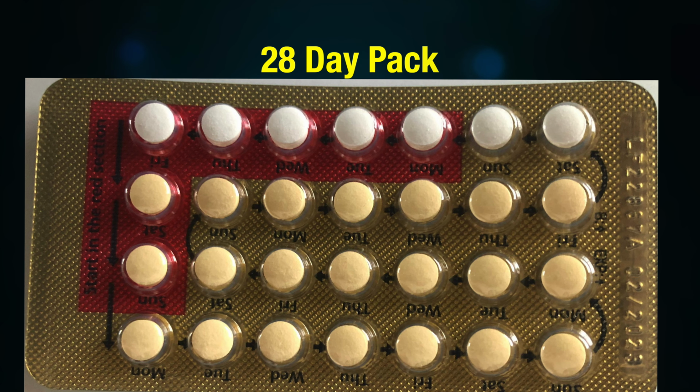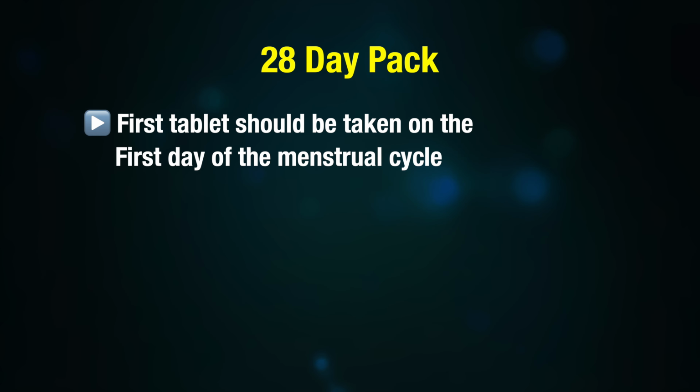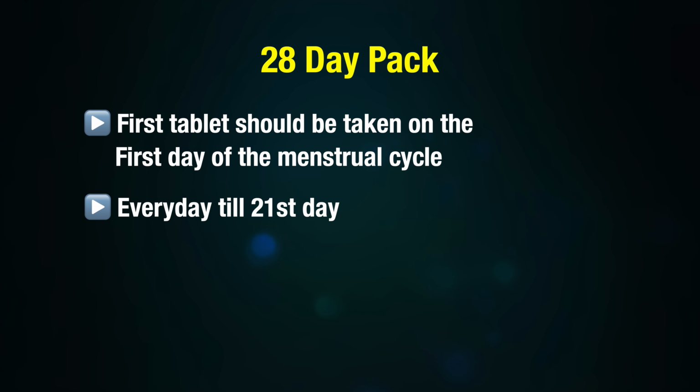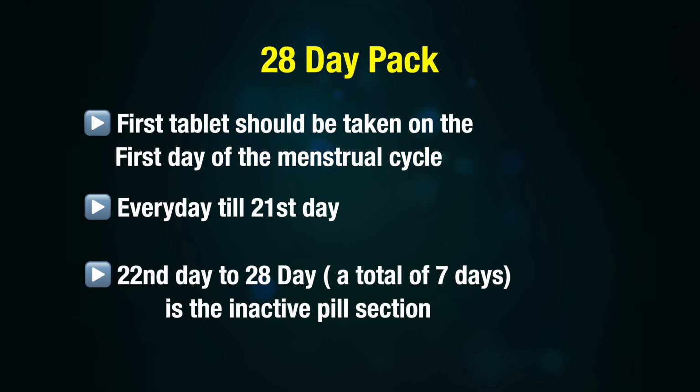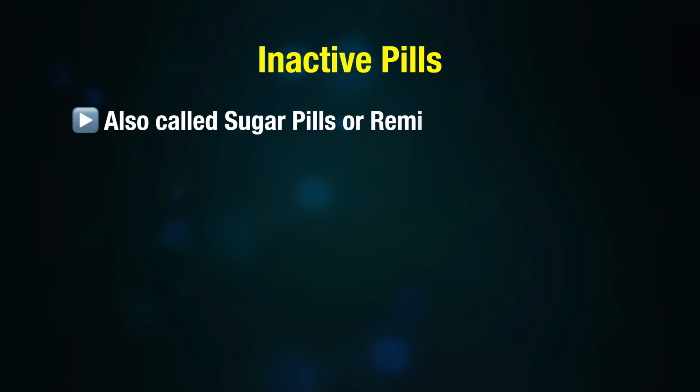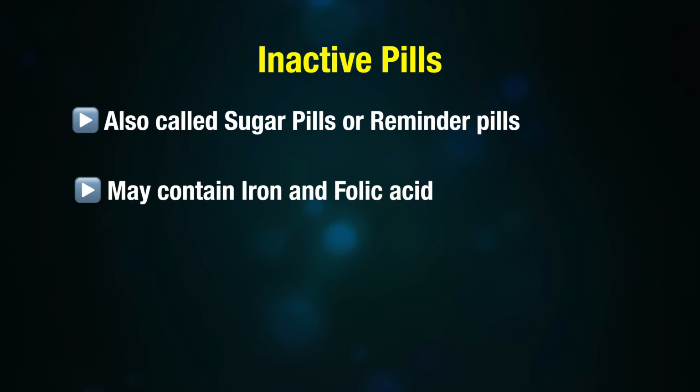Now for the 28-day pack, the first tablet should be taken on the first day of the menstrual cycle, and then every day till the 21st day. And 22nd day to 28th day is the inactive pill section, where you would have the bleeding. These inactive pills are also called sugar pills, and some brands contain iron or folic acid.